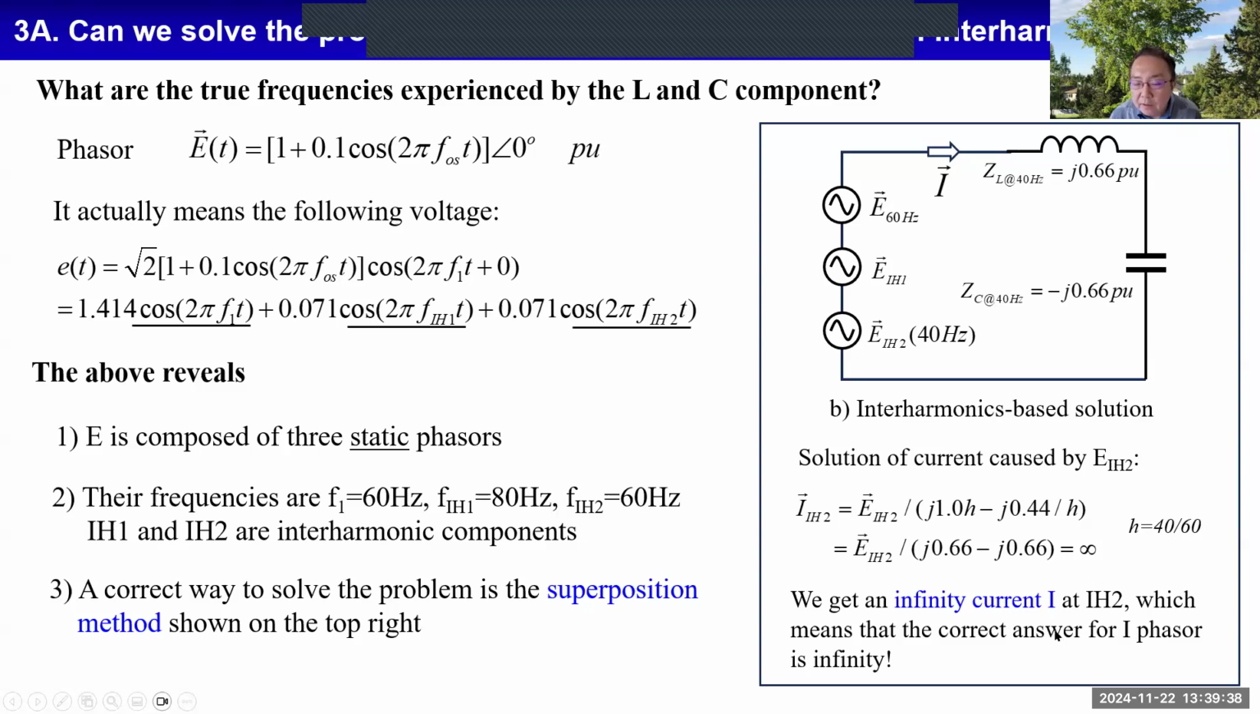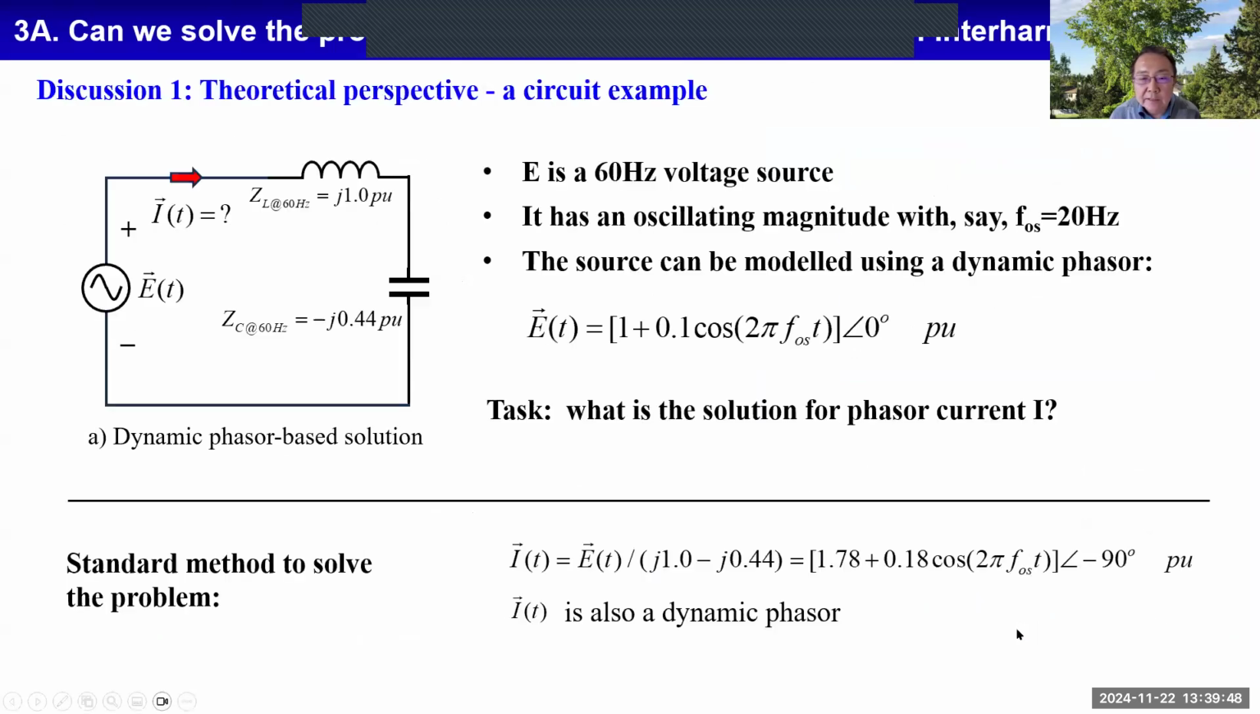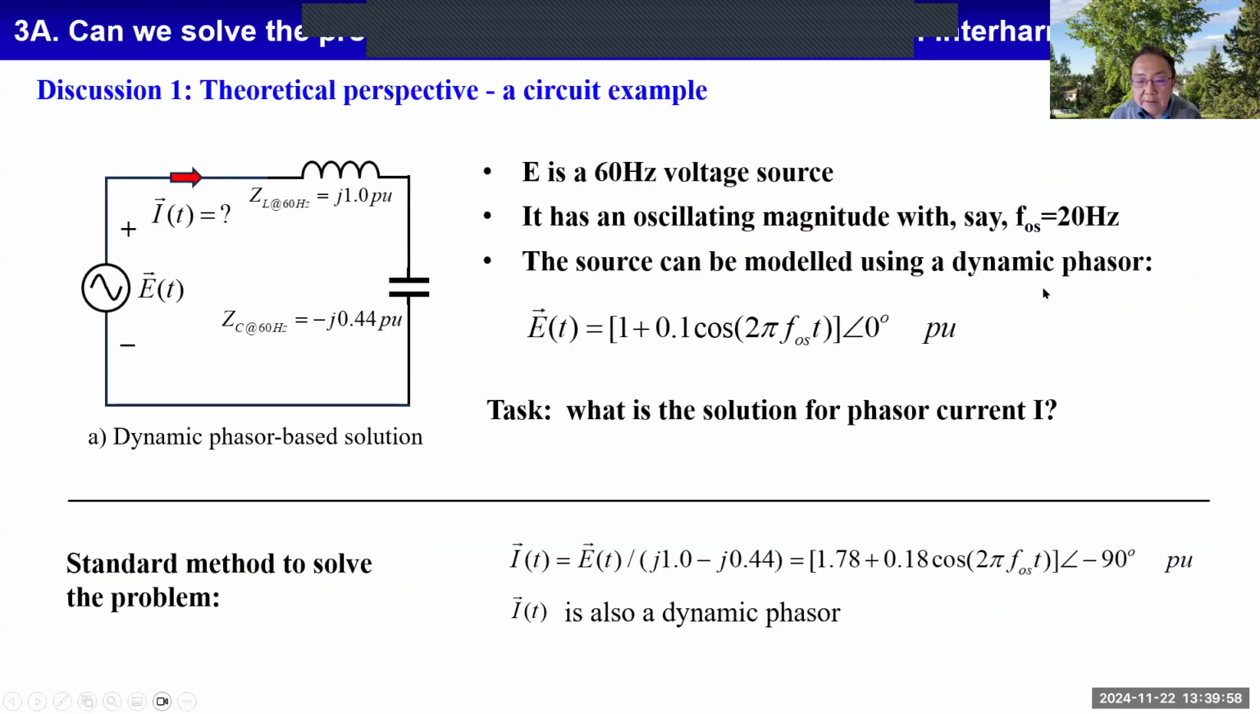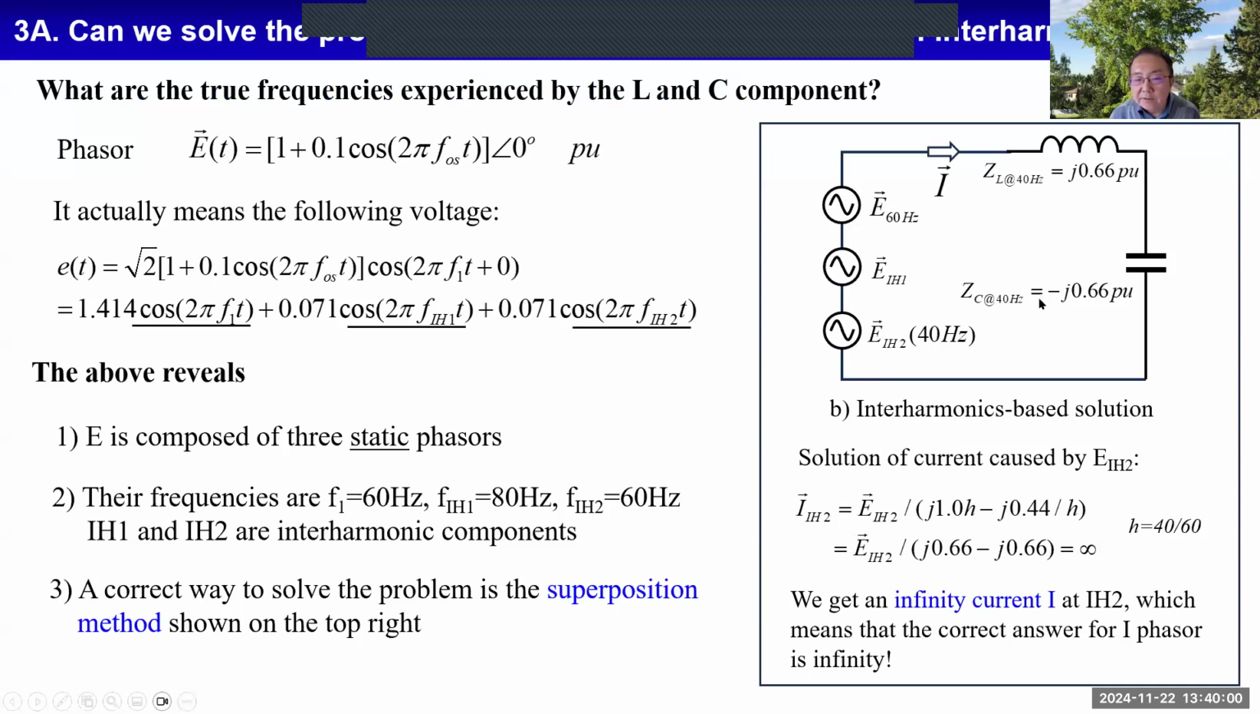So this shows that it is not possible to use a phasor to solve this problem. This is exactly what happened. In this VFD case, we have resonance at 236 hertz. Therefore, the dynamic phasor will not be able to work in this case.